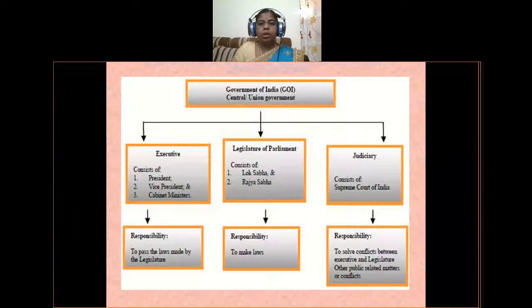So government consists of three organs, as you know. That first organ is legislature, second one is executive, and third one is judiciary. So what is the main function of a legislature? Means to make laws. So our country is having parliament as legislature, and its main function is to make laws.